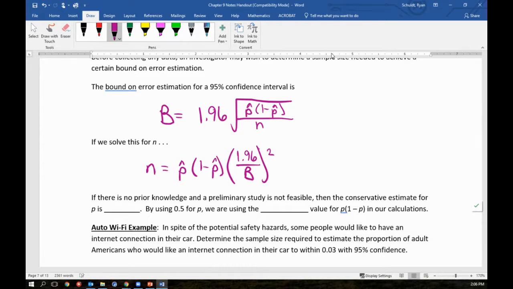So now, this is a really specific case for 95%. If I wanted to generalize this, what could I replace in this formula to generalize? This is our Z critical value. That's right. That's all that 1.96 is.